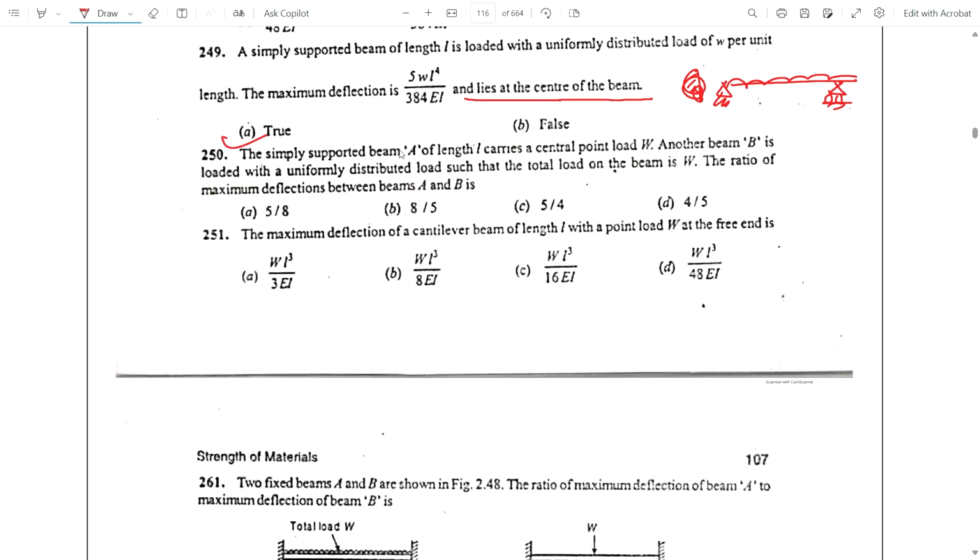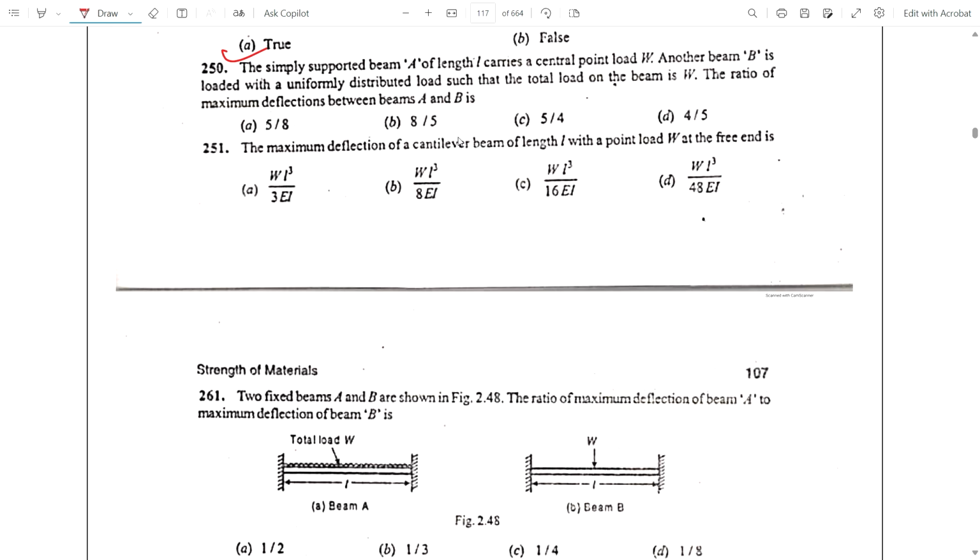A simply supported beam A of length L carries a central point load W. In question 250, a simply supported beam A of length L carries a point load W. Another beam B is uniformly loaded. So one beam is A, simply supported, and the other beam B is simply supported with a uniformly distributed load.